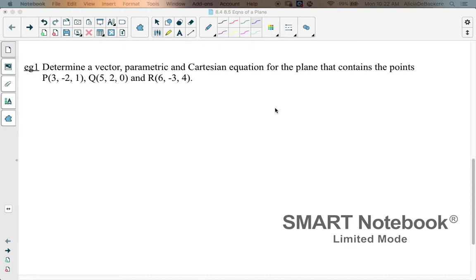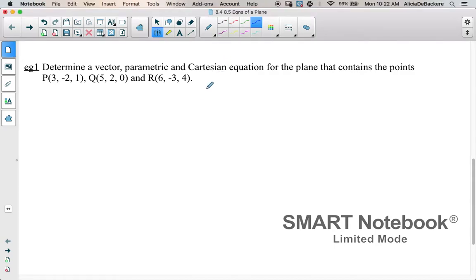All right, example 1. So again, one of the trickiest parts of this chapter is deciding what am I trying to figure out, picking out that equation, and then what information am I given, so how am I going to get there? Now, I want a vector, parametric, and Cartesian equation for the plane that contains these 3 points. Now, in order to find a vector in a parametric equation, I need 2 vectors that are on the plane. And so we usually call those A and B. So that's what I'm thinking here.